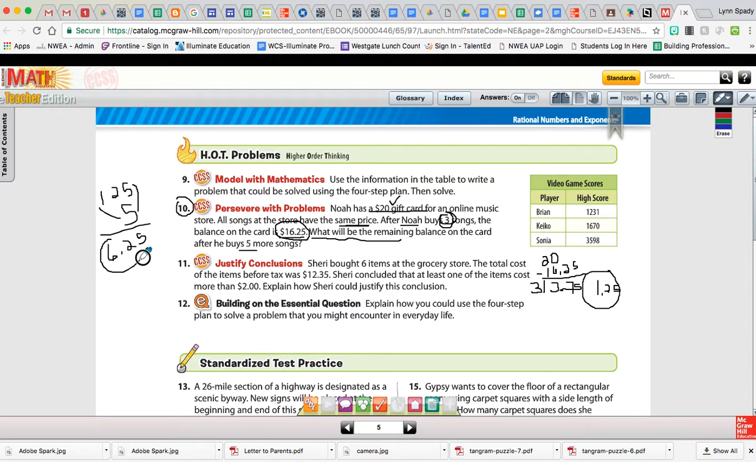So $6.25 would be what it costs for 5 more songs, plus the $3.75 that he's already spent. So he will have spent $10 on 8 songs, meaning that the remaining balance is $20 take away that $10, which means that he has $10 left on his gift card.